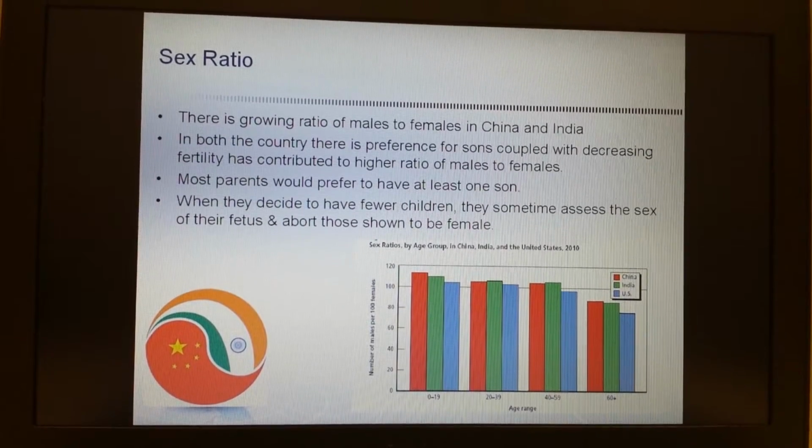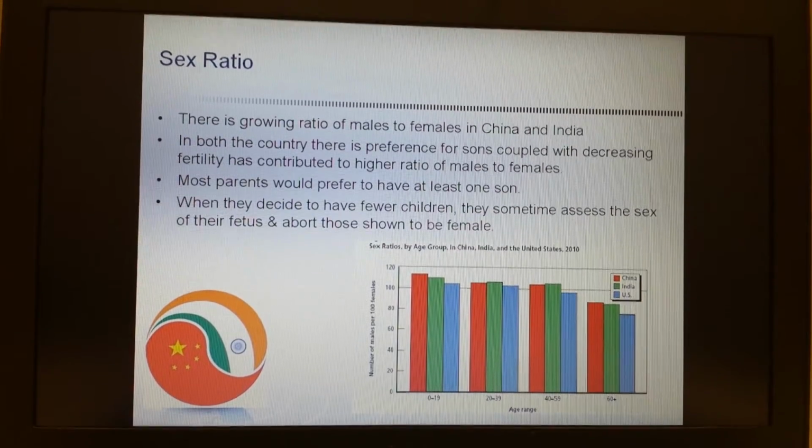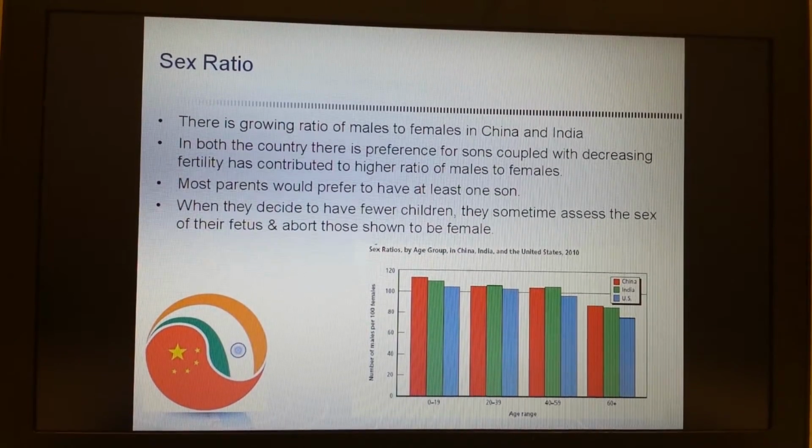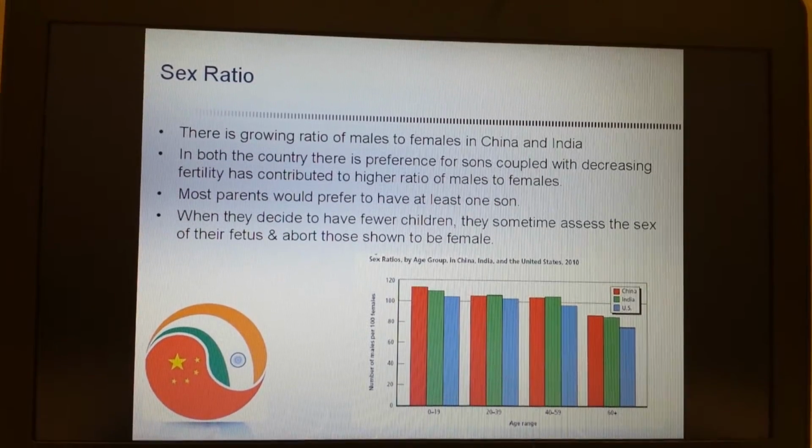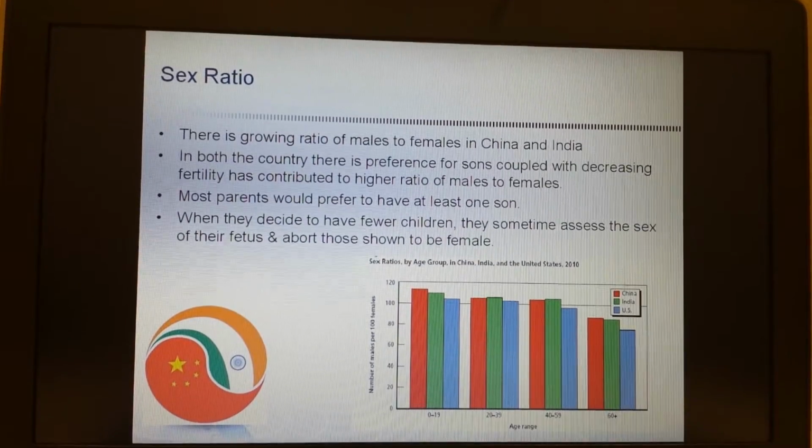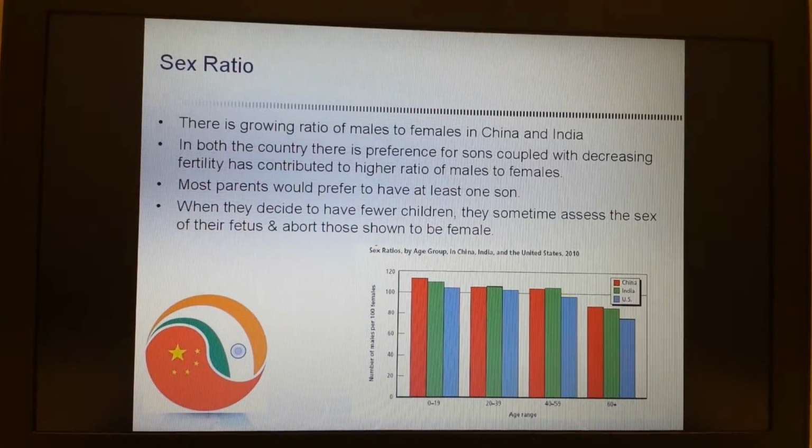In the graph seen at the bottom, it shows the number of males per 100 females by age range. Red is China, green is India, and blue is the US.